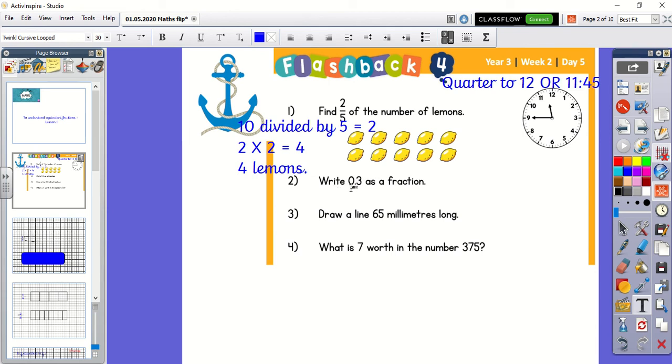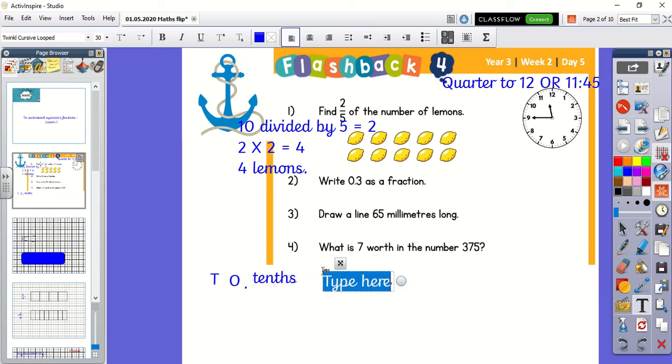Right then, number 2. Write 0.3 as a fraction. Okay, so you did tenths last week in your maths. So we should be able to work out 0.3 as a fraction. So if we can remember our place value chart where we have got ones, and then we've also got tens. Okay, so I'm just going to put those there, but then I'm going to put a decimal point because that would come in between the ones and the tenths.